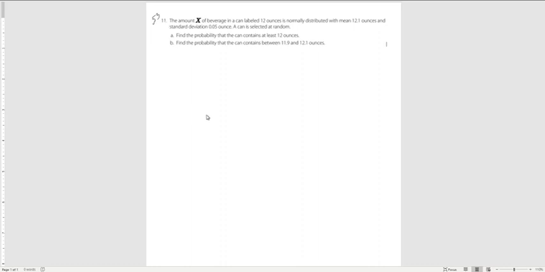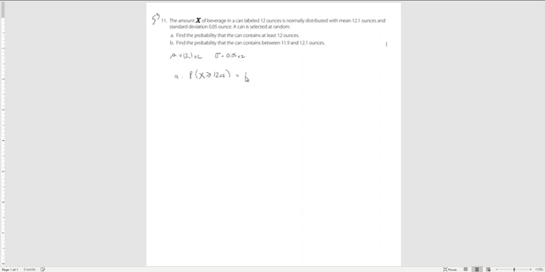Alright, so we have a random variable x. We have our mean equaling 12.1 ounces and our standard deviation equaling 0.05 ounces. So in A, we're looking at the probability that x is greater than or equal to 12 ounces.